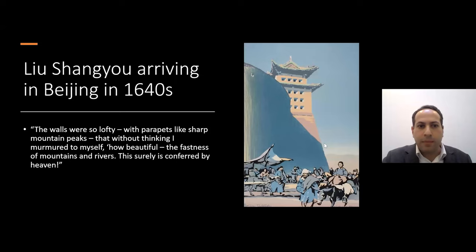But when people arrived, they saw these walls. That was the first thing that really impressed people. And Liu Shangyo arrived in Beijing in the 1640s and said that the walls were so lofty, with parapets like sharp mountain peaks, that without thinking, I murmured to myself, how beautiful the fastness of mountains and rivers. This surely is conferred by heaven.